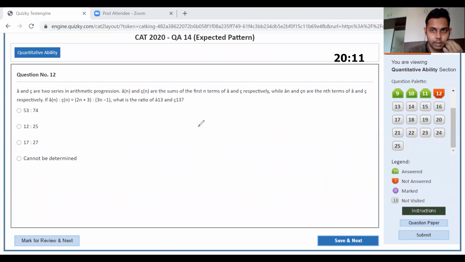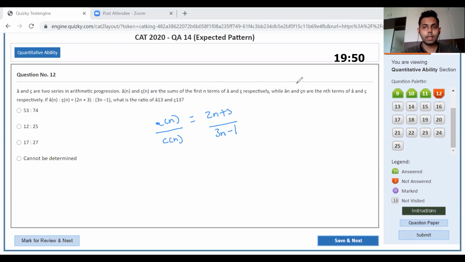A and C are the nth terms. So A of n and C of n summation is equal to 2n plus 3 or 3n minus 1. Achha. A ratio of A13. So 13th term of an AP. What do we know about AP? The middle term is the average of the terms.